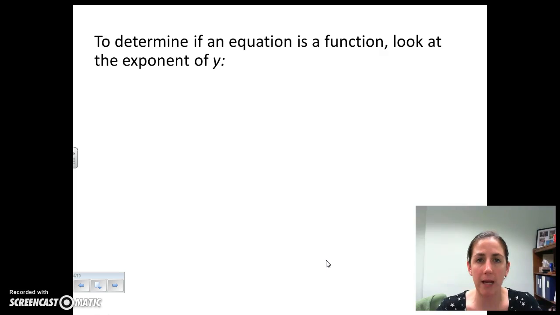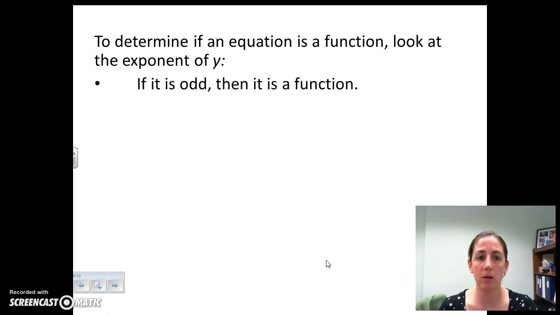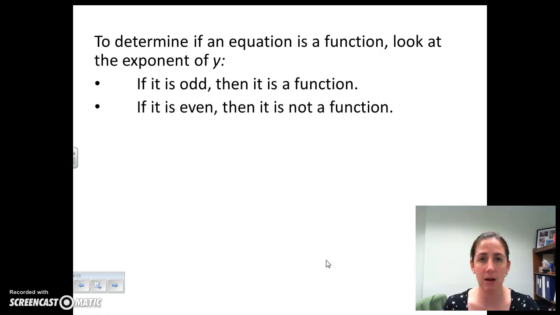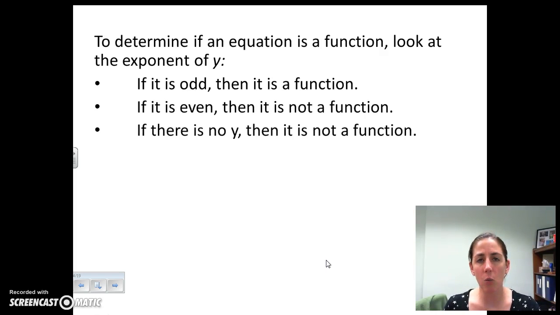Now let's talk about equations. Equations are another way that you can determine ordered pairs, so equations make relations. How do we determine if an equation is a function? Well, you look at the exponent of y. One of 3 things is going to happen. The exponent is odd, in which case it is a function. It's even, in which case it's not a function. Or actually there is no y, and therefore it's not a function.